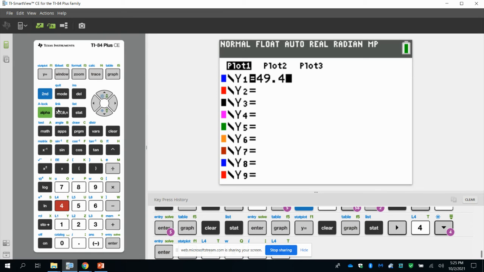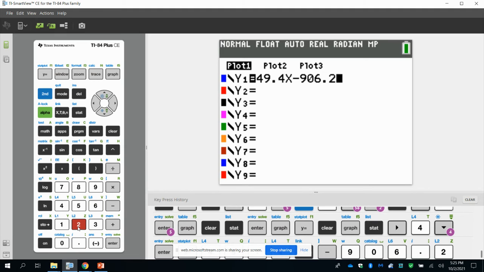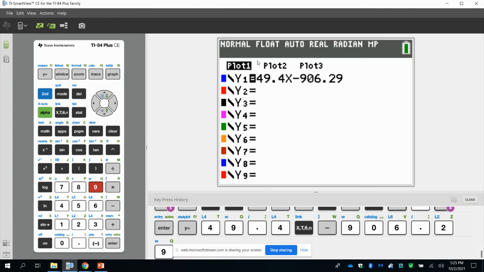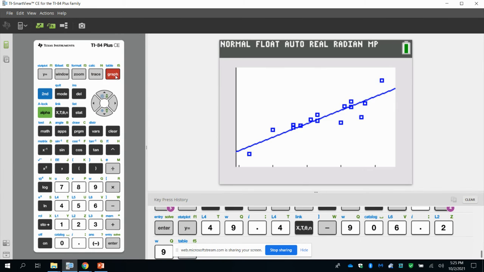I don't have to type 0, right? X, and then minus 906.29. Okay, that's the linear function: y1 equals 49.4x minus 906.29. And then after we put a linear function in the calculator, we can graph it.